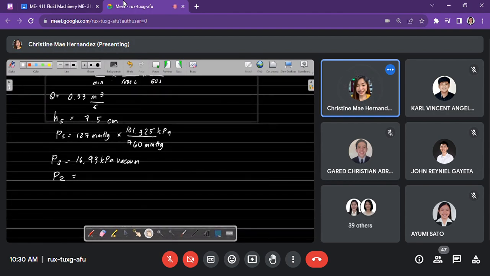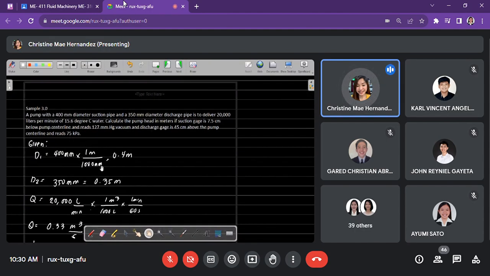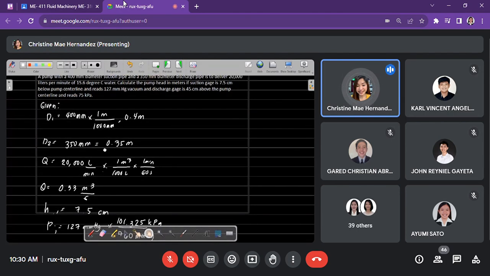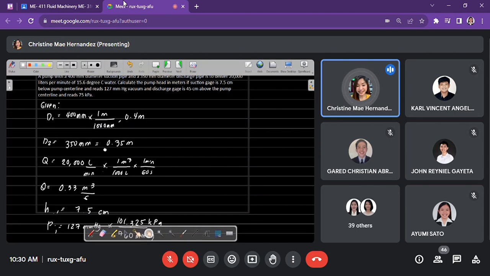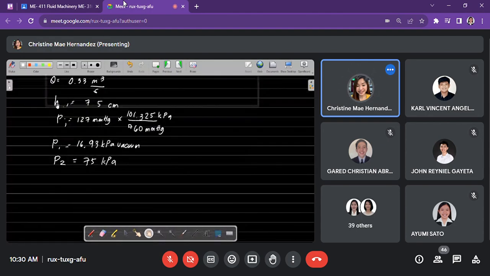Gawin natin siyang yung ginamit natin 1 or 2. 1, 1. Tama pa? 75 kPa. Tama ba? Okay. Then, yung ating discharge gauge is 45 cm above the pump center line. So, H2 is equal to 45 cm.